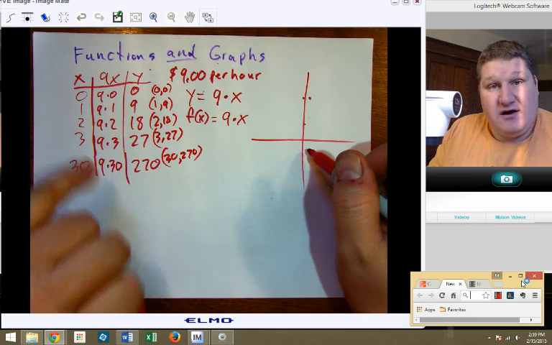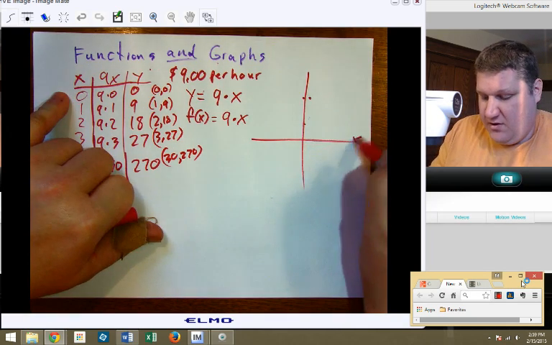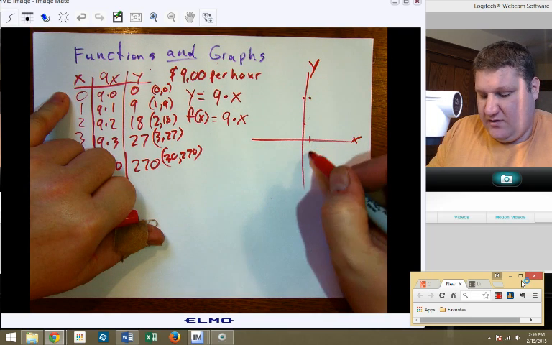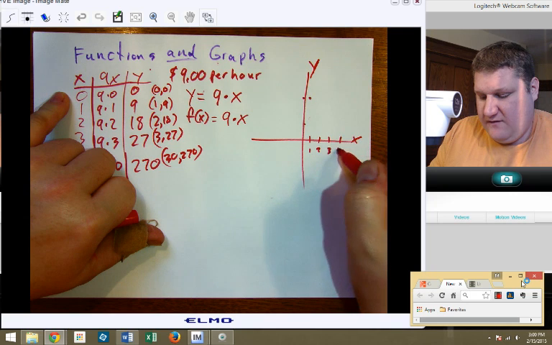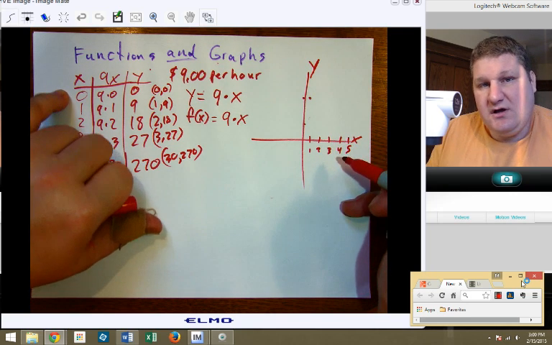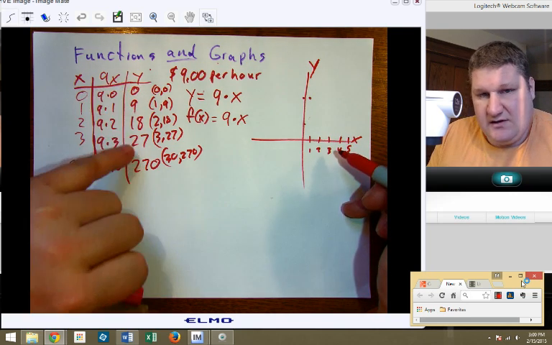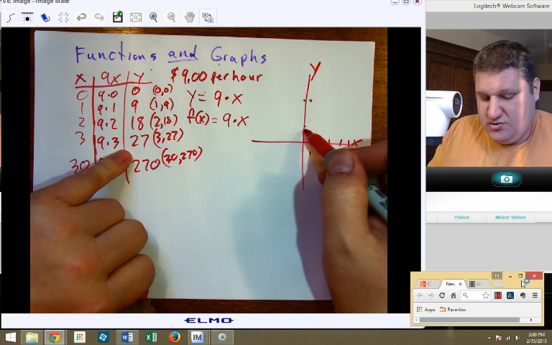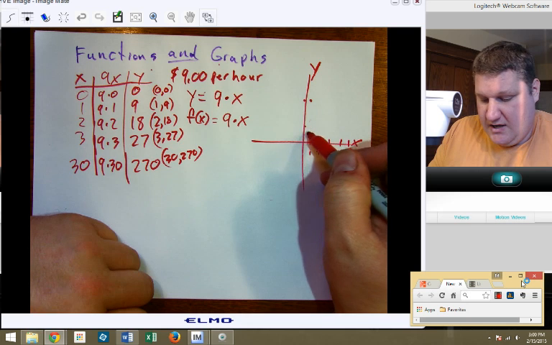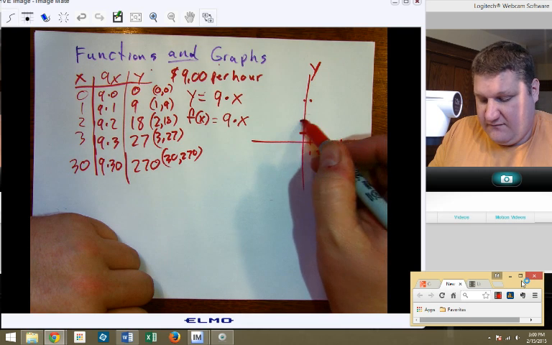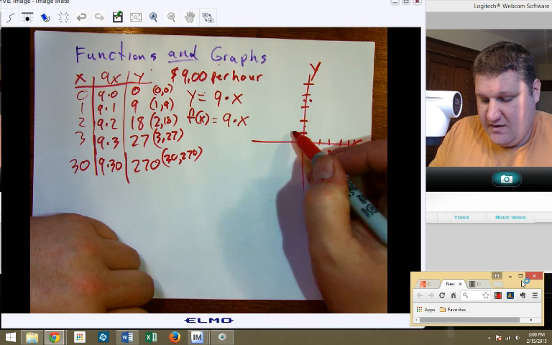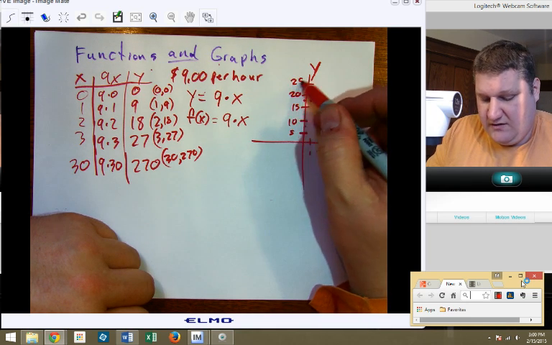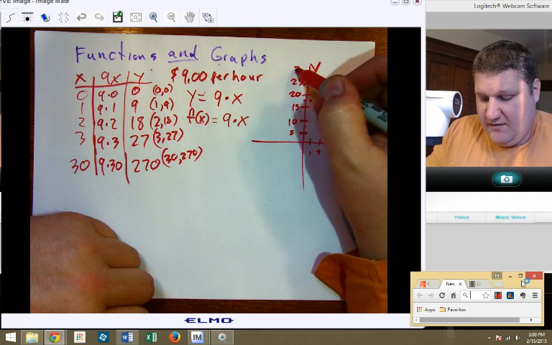Now, my x values need to go along the x-axis, y values on the y-axis, and in this case, I could go 1, 2, 3, 4, 5. You'll notice my values are going up fairly quickly, so I could go 1, 2, 3, 4, 5, 6, 7, 8, or I could do something else. I could go up maybe by 5s. 5, 10, 15, 20, 25, even up to 30.